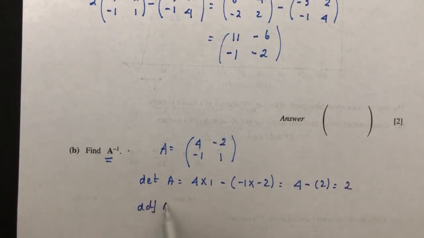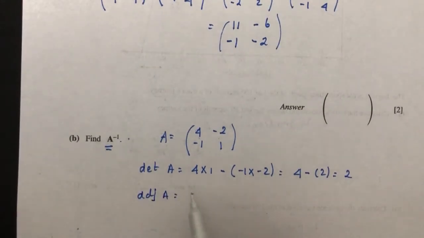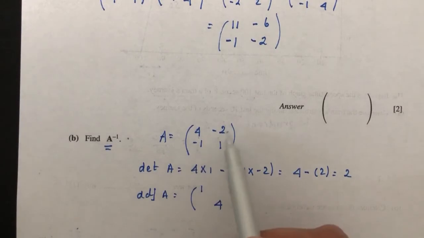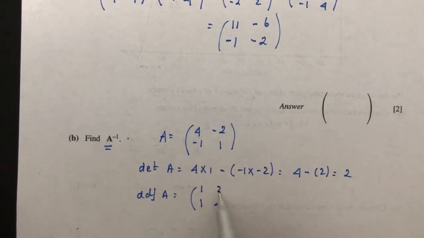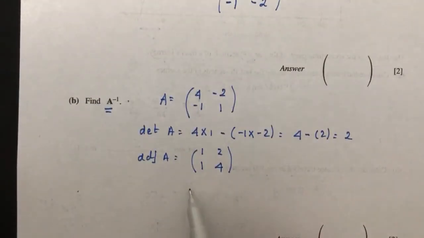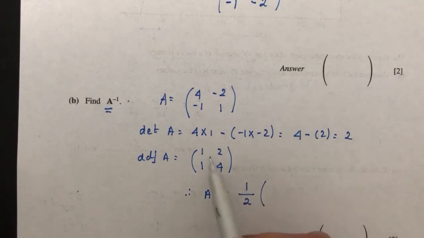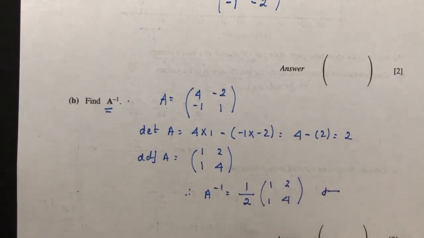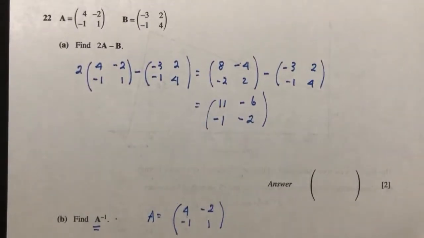Now find the adjoint matrix of A. That will become, we have to flip those two, so 1 will become above and 4 will become down, and then change the sign of those two, become 1 and 2. So from here on, pretty easy. A inverse will become 1 over 2, which is the determinant, times this matrix 1, 1, 2, 4. And that is your answer for part B. This is question number 22.